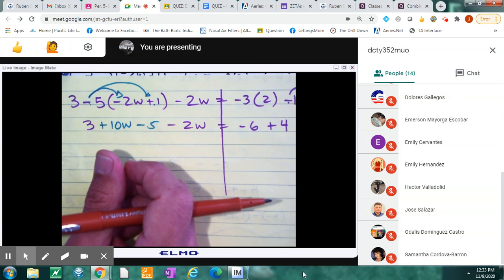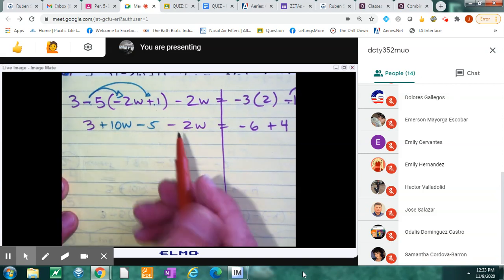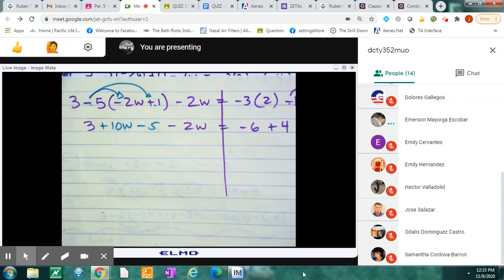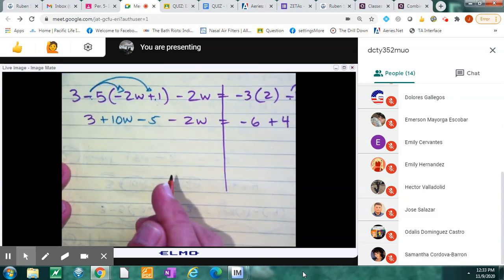Emerson, what are we going to combine on the left side? So you're going to combine... Yeah, I mean, you've been doing your work for the past 2 weeks. I don't know why you don't get it now. You've been doing your work. I don't know then.